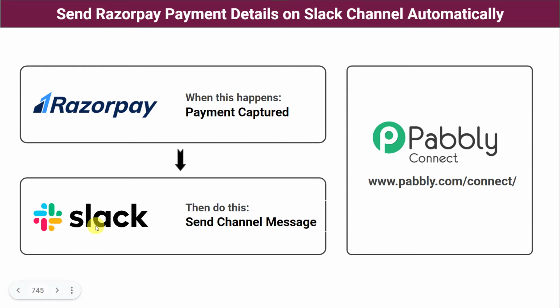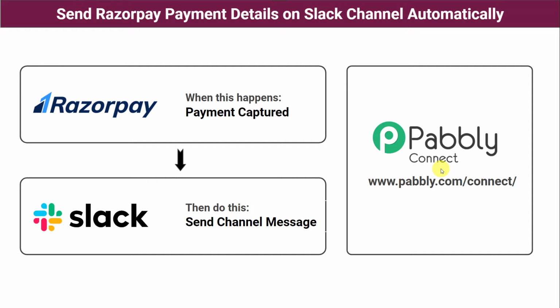For this, we need to create a connection between Razorpay and Slack so that whenever the payment is captured, automatically a message is sent on the Slack channel. So in order to create an integration between Razorpay and Slack, we are going to use a software application named Pabbly Connect. Pabbly Connect is an automation and integration software which will help us in integrating both these software applications automatically. The best part here is it doesn't require any coding skills or programming knowledge. Even a non-technical person can use this software application very easily.